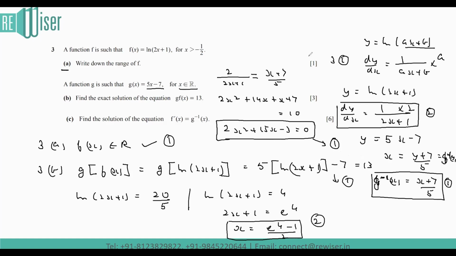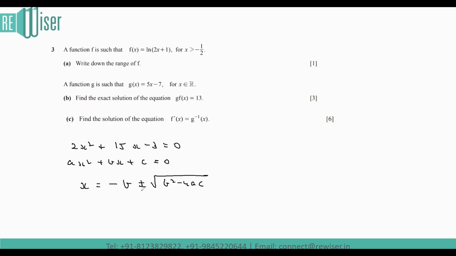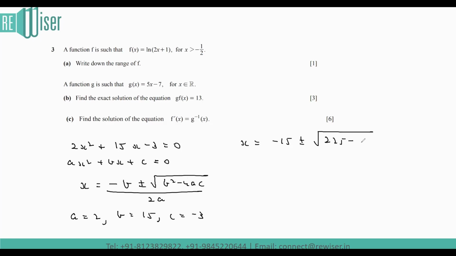For that, solving this equation, we can write 2x squared plus 15x minus 3 equals 0. If I compare it with the standard quadratic equation, ax squared plus bx plus c equals 0, the two values of x are given by the formula minus b plus or minus root under b squared minus 4ac, divided by 2a. In this case, the value of a is 2, b is 15 and c is minus 3. Using this formula, I'll get minus 15 plus or minus root of 15 squared, that's 225, minus 4 into a and into c, which is minus 3, divided over 2a, that's 4.